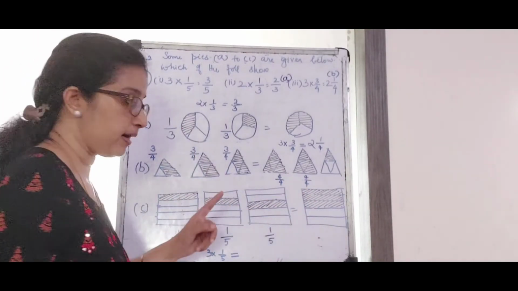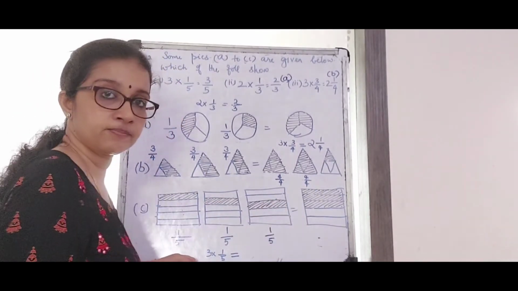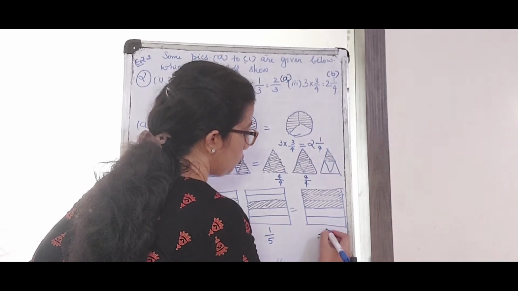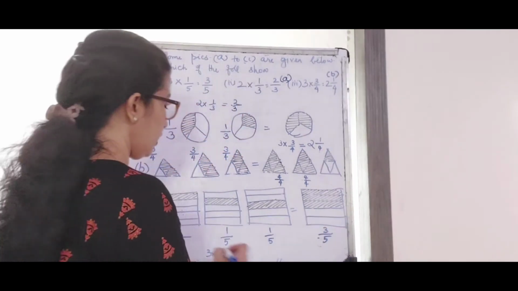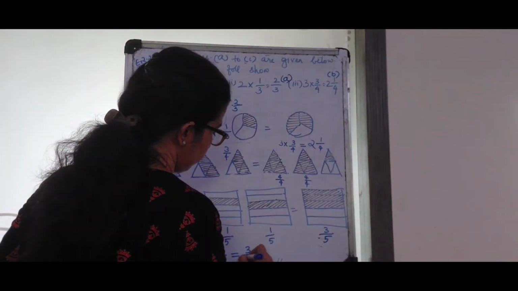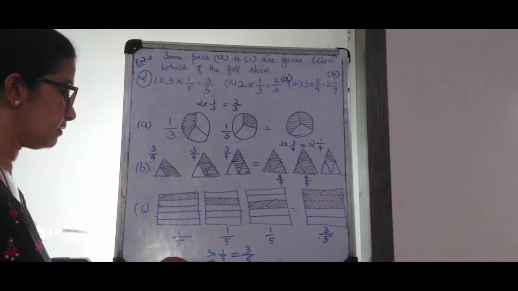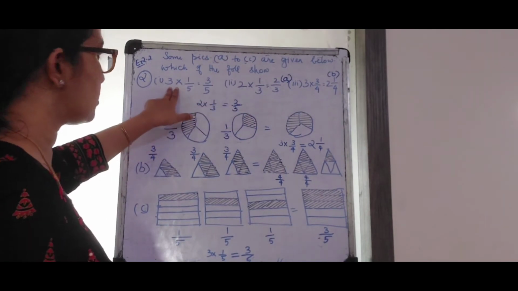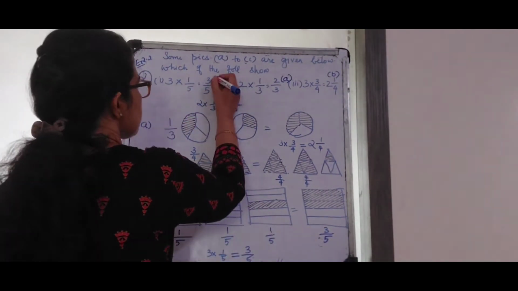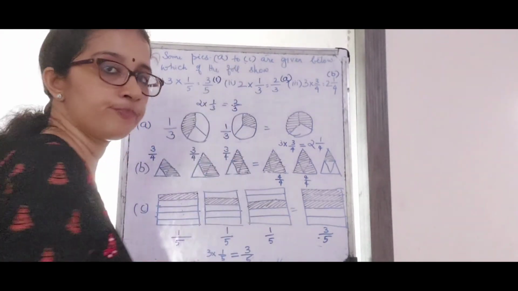But out of the 5 parts, 3 are shaded. So how can you write? Denominator 5, numerator 3. 3 by 5. Okay? So 3 into 1 by 5 is equal to 3 by 5. So is this equation here? Yes. Correct? 3 into 1 by 5 equal to 3 by 5. So this corresponds to C.